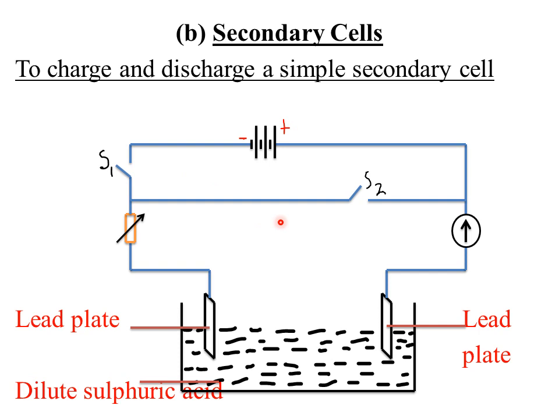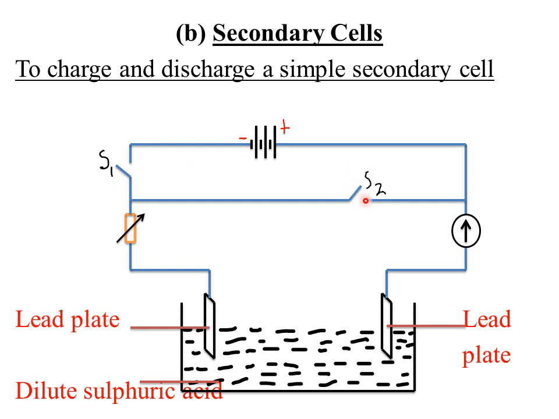Then we need a variable resistor, or we can also use a rheostat. This is our variable resistor. Then we also need two switches, that is switch S1 and switch S2. After that, the procedure is: one, you set up the apparatus as shown in this particular diagram. Then you close switch S1, with switch S2 open.